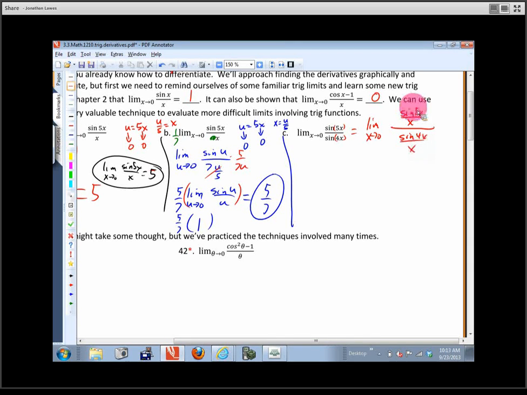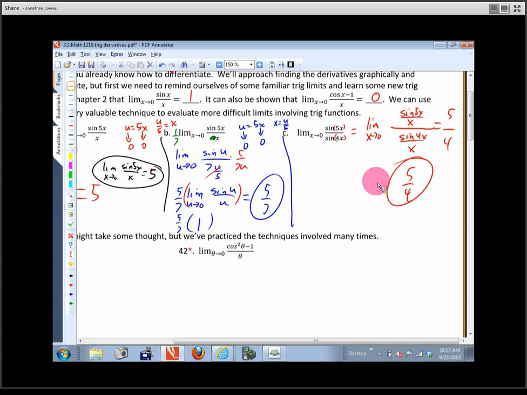Now I've got a quotient. Can I find the limit of the top and the limit of the bottom? As long as the denominator is not a 0, we're okay. Well, what's the limit of this as x approaches 0? 5. And what's the limit of this as x approaches 0? 4. So the answer is 5/4. Again, this whole idea of taking something that looks unfamiliar and making it look more familiar, either through a substitution as we did in a couple cases, or by doing some algebraic manipulation, is an extremely valuable skill.